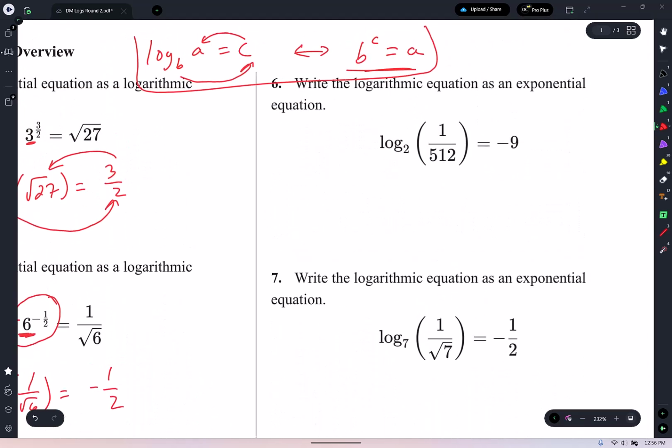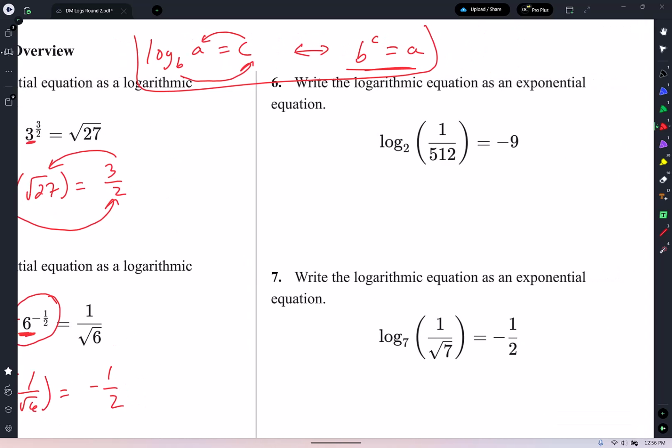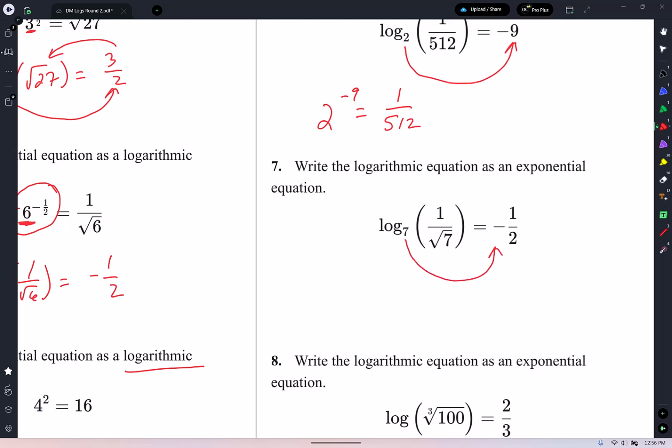So check it out. Now we're going backwards, so maybe you're going to have an easier time with this. It says write the logarithmic equation as an exponential equation. So we're just turning it into an exponential. 2 to the power negative 9 equals that. I'm just following this rule. 2 to the power negative 9 equals 1 over 512. That's all we're doing, just going the other way around. So look at this. 7 to the power negative half equals 1 over square root of 7. See?